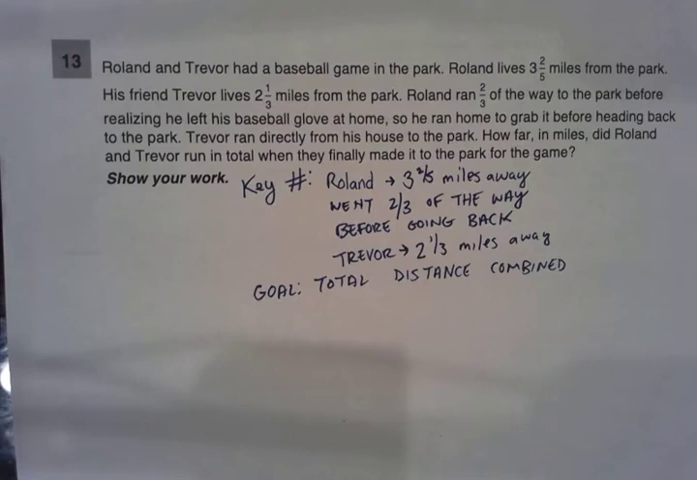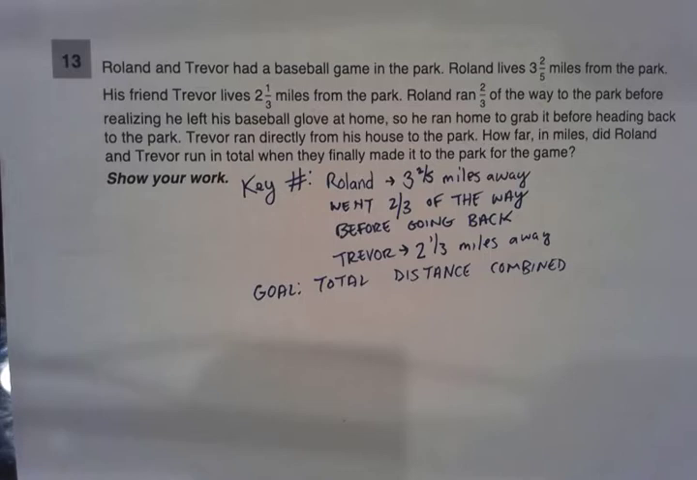Roland and Trevor had a baseball game in the park. Roland lives 3 2/5 miles from the park. His friend Trevor lives 2 1/3 miles from the park. Roland ran 2/3 of the way to the park before realizing he left his baseball glove at home, so he ran home to grab it before heading back to the park.